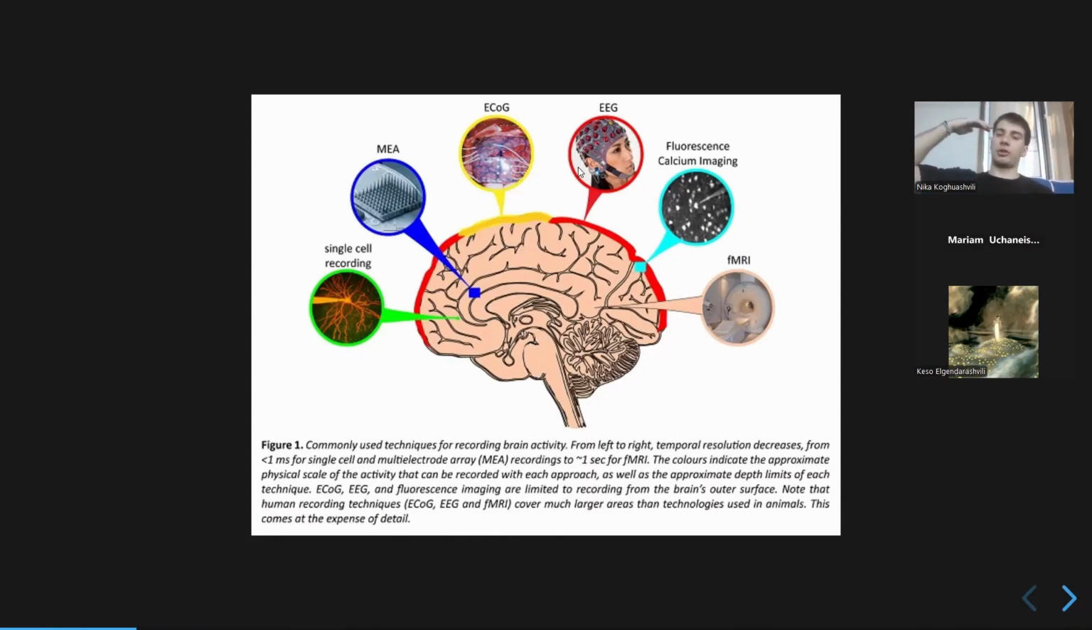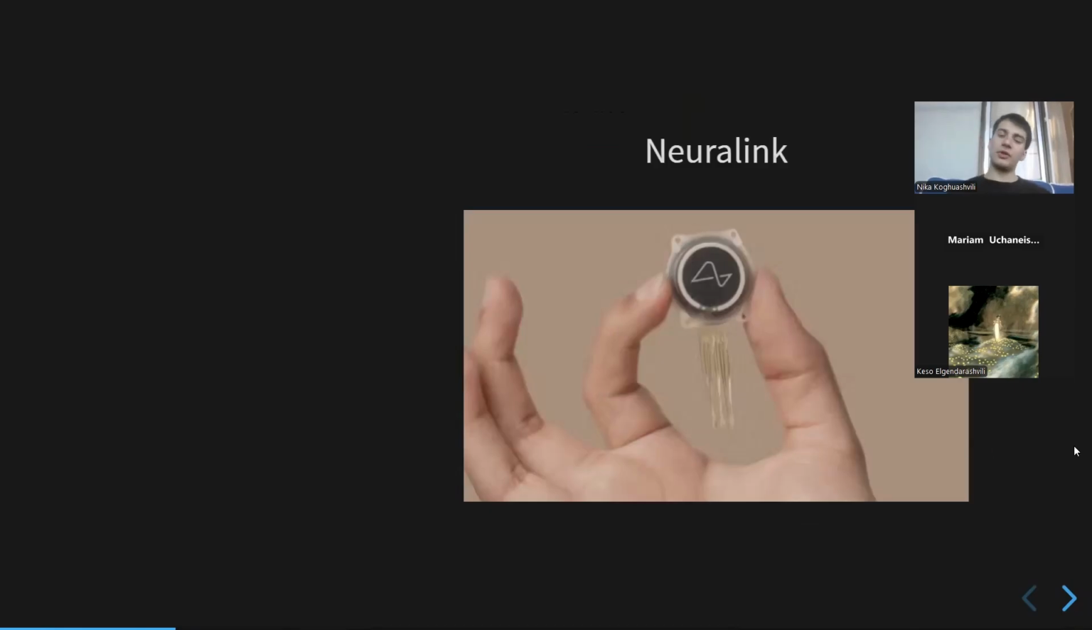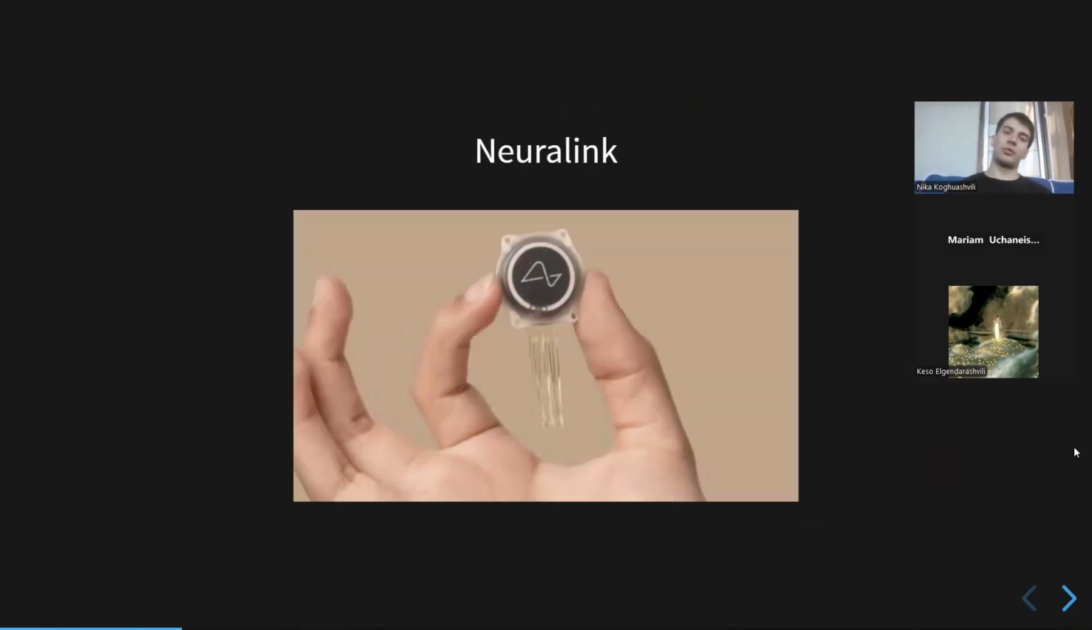But in that case, because of the skull, some of the signal will be lost and it will be less resolution, but we can still do a lot with it. And there's also a bunch of other tricks that we can use. We will get into each of these tricks now. But first of all, let's discuss some of the more popular companies dealing with these brain devices.